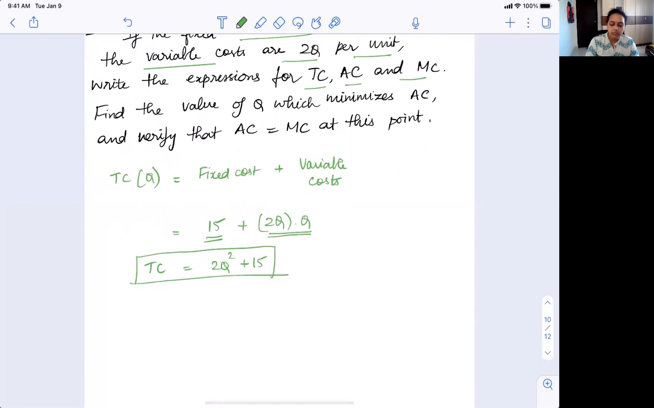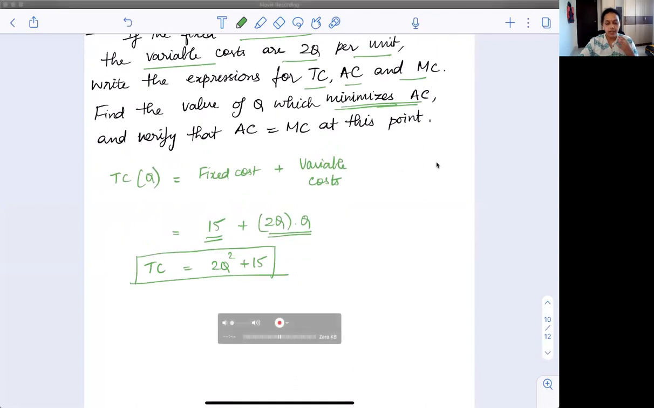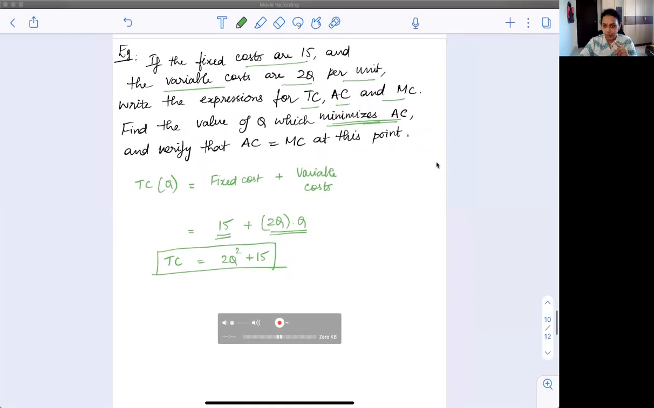And from here on, you have to compute average cost, which is AC, and then marginal cost, which is MC. And then go ahead and solve for this particular question, which is to find the value of Q which minimizes the average cost. And that will be an exercise for you to finish.